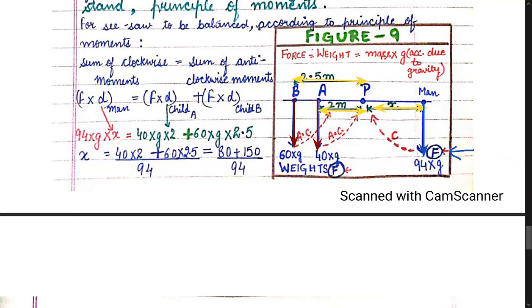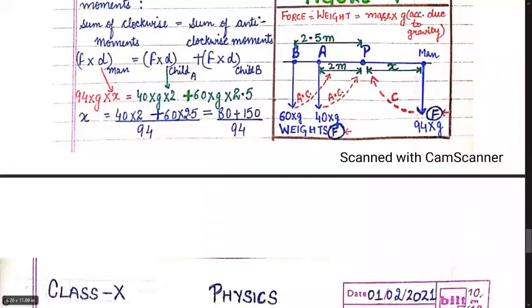So children, now rotate all the forces towards the pivoted point. The forces are shown dotted. The force of the man towards the pivoted point is in a clockwise direction, while the children are producing an anti-clockwise effect, rotate it to the pivoted point. So that is an anti-clockwise direction. So now, according to the principle of moments, the sum of clockwise moments should be equal to the sum of anti-clockwise moments.